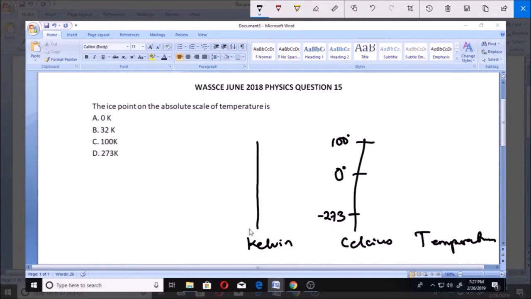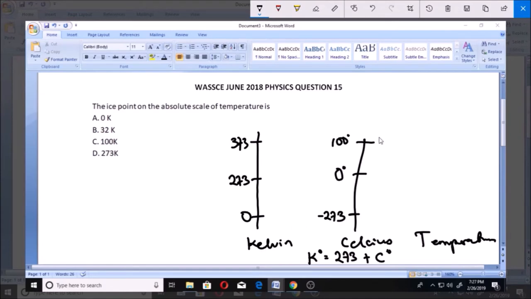So we have the equivalent of all these for Kelvin. Absolute zero here is zero, and anything you have here is anything here plus 273. So if you say -273 plus 273, you have zero. If you say zero plus 273, you have 273. If you say 100 plus 273, you have 373. So that's the difference between a Kelvin scale and a Celsius scale. Every Kelvin is equal to 273 plus the Celsius. So that's how we got this, because we added 273 to everything here to get this scale.